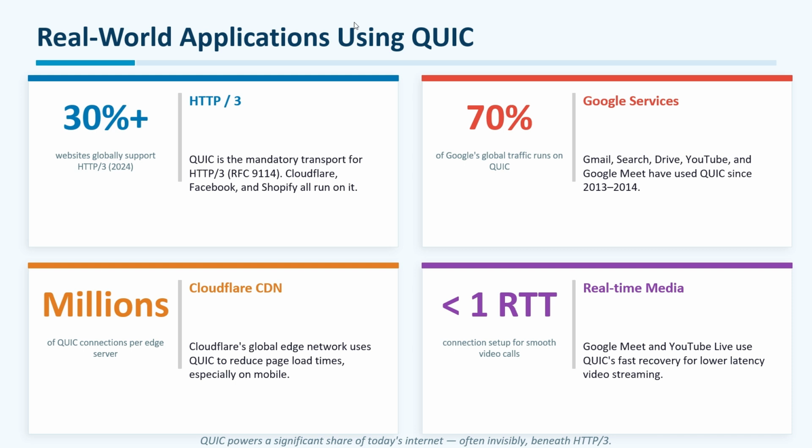In real-time media streaming, it is also useful. Applications like Google Meet and YouTube Live benefit from QUIC as it reduces latency. In mobile applications, Google's gRPC framework can transparently benefit from QUIC. Cloudflare's edge network uses QUIC to deliver content faster to the end user, reducing page load times, particularly on mobile and congested networks. QUIC is not just a theoretical protocol; it is powering a significant proportion of today's internet traffic.